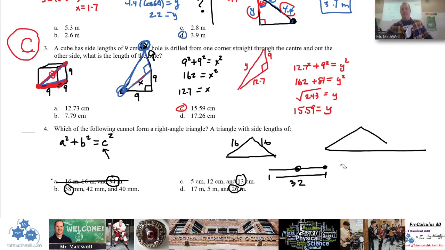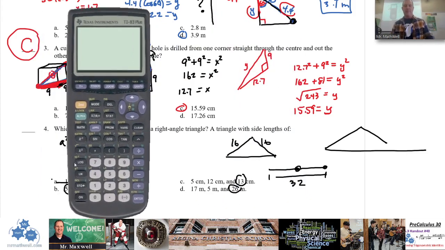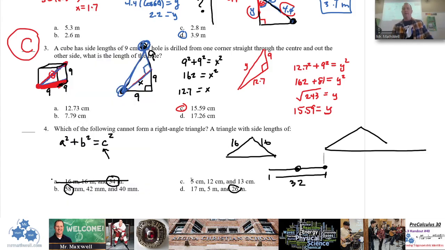Other than that, knowing that now, you can just do 5 squared plus 12 squared. Does that equal 13 squared? Or 17 squared plus 5 squared, does that equal 26 squared? You can just try these out in your calculator real quick. I maybe won't do them all, but let's try C, for example. 5 squared plus 12 squared equals 169. Take the square root of that, and if it's 13, you have a winner. And it is. You could just do that really quickly for all of them as well. So this one is C as well.